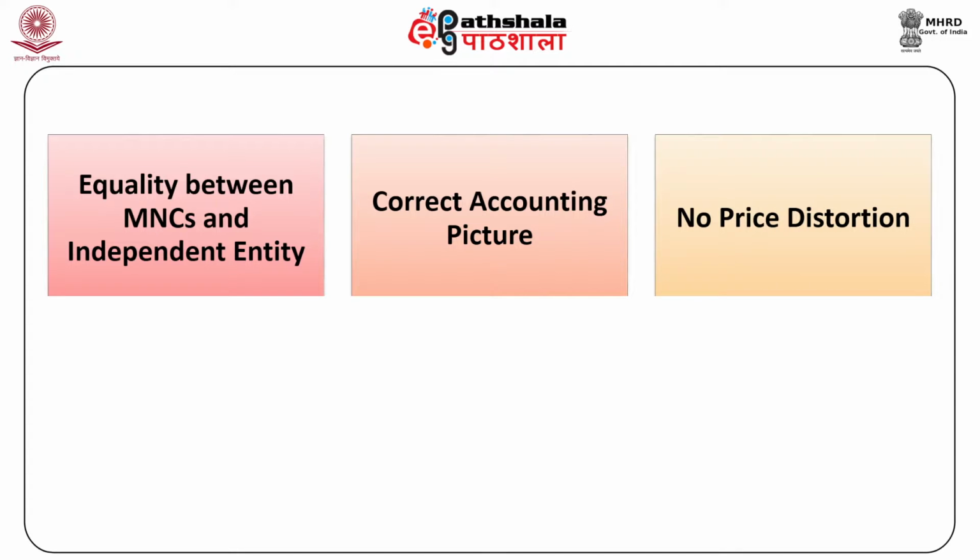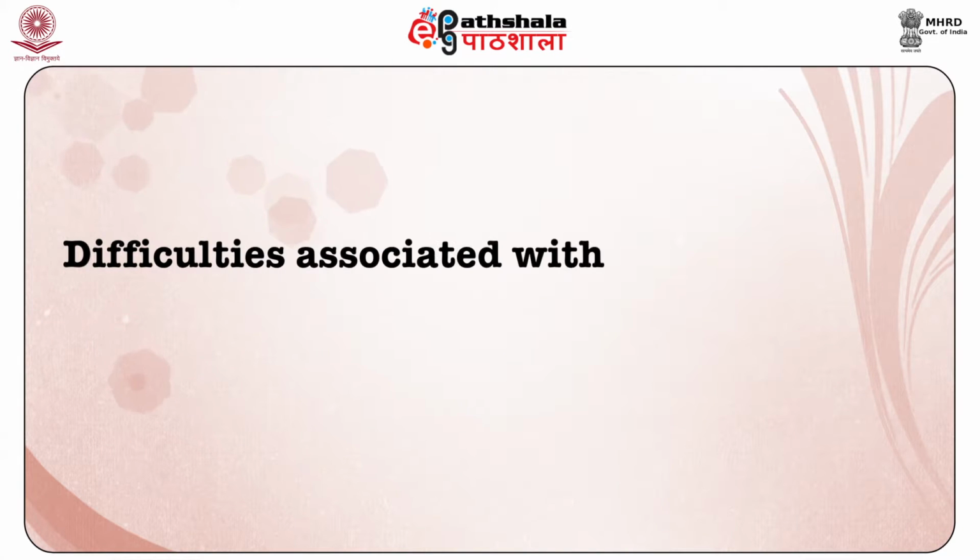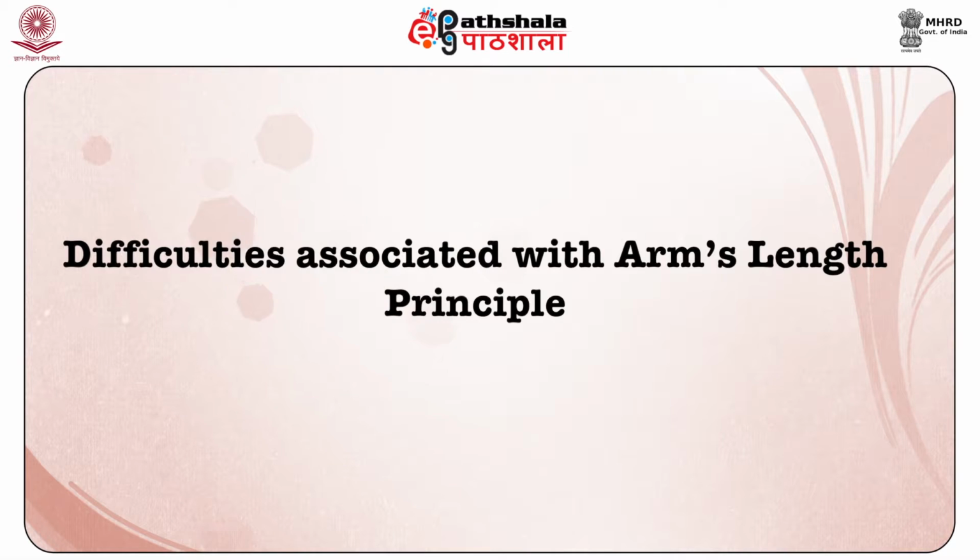Third, no price distortion. No price distortion in countries with high or low taxes. Uniform arm's length price is maintained. Fourth, check on tax avoidance. Fifth, gives government a fair share of tax revenue. Then we have difficulties associated with the arm's length principle.